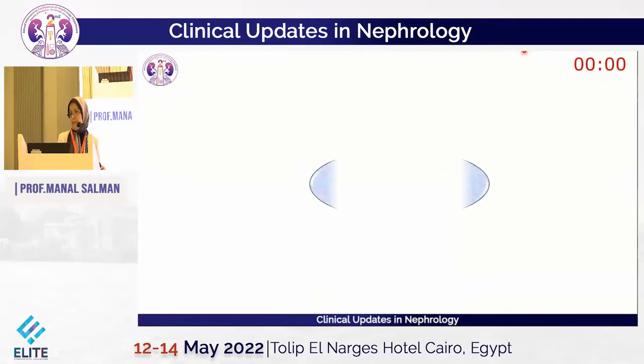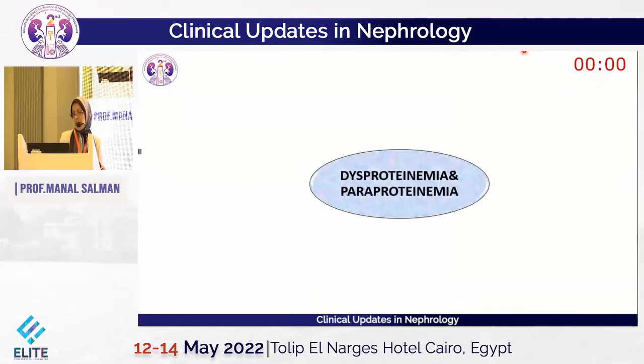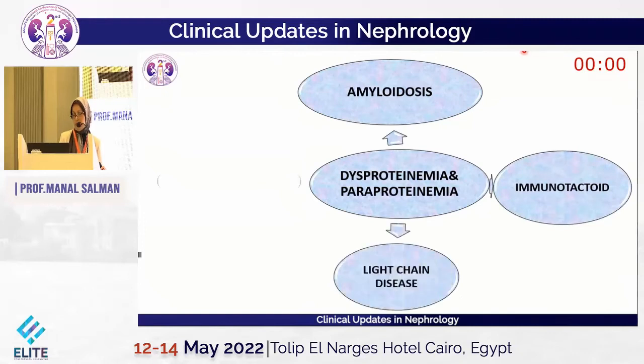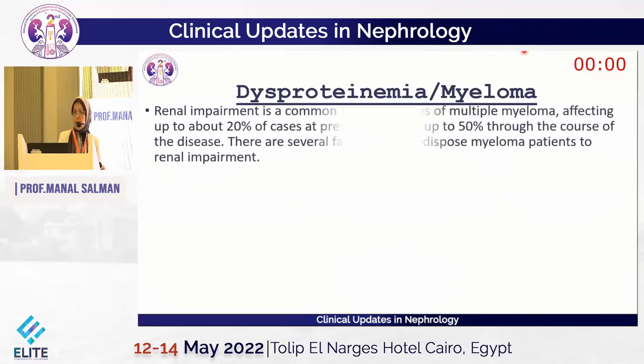Last, we have dysproteinemia and paraproteinemia. We are going to talk about amyloidosis, immunotactoid glomerulonephritis, light chain disease, and of course, we talked about cryoglobulinemia. In myeloma, renal impairment is a common finding in cases of multiple myeloma, around 20% of cases at presentation and 50% through the course of the disease.